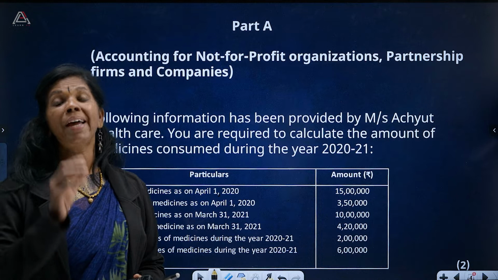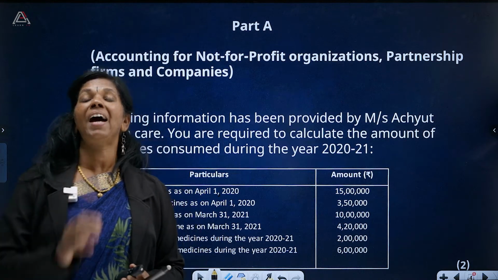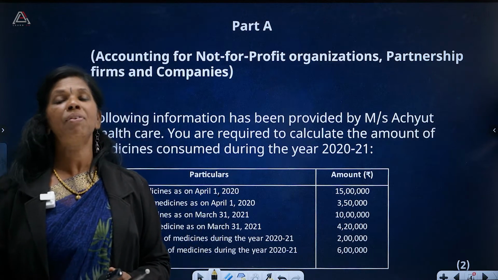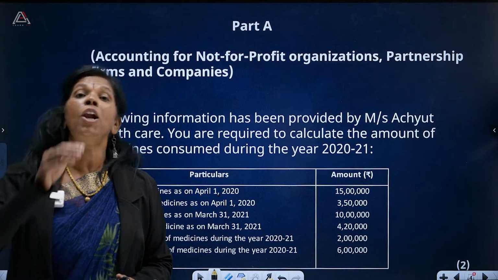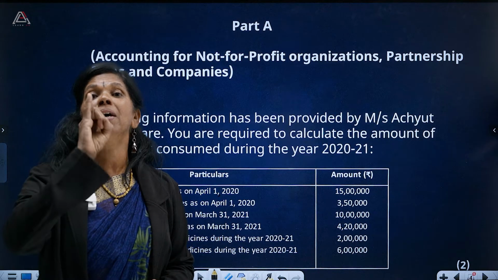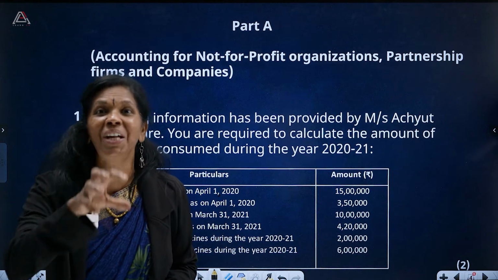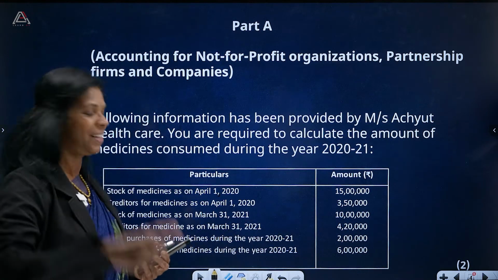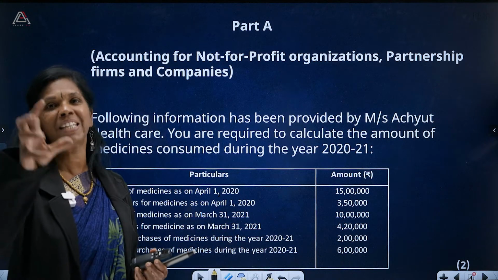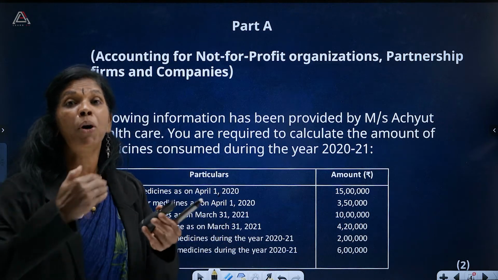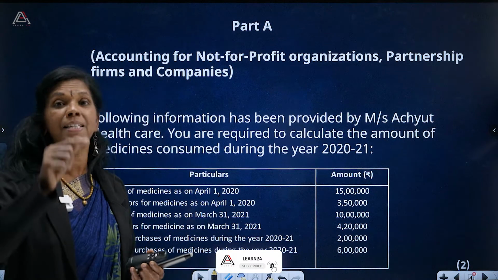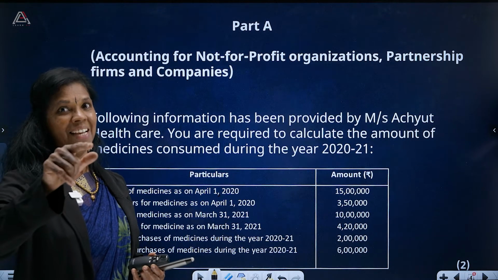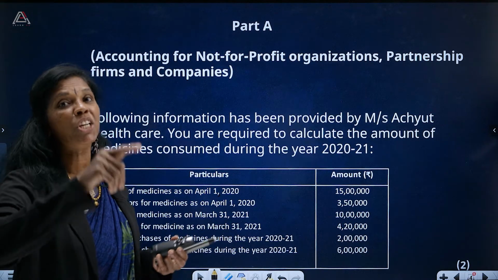For answering this question, you can find out the answer in two ways. First, you can prepare a statement. Along with that statement, first you have to find out the total purchase. Do you have any idea about how to find out total purchase? See, cash purchase of medicine, how much? 2 lakh. Then credit purchase of medicine, how much? 6 lakh. If we add both the purchases, that is cash purchases plus credit purchases, you will get total purchases.